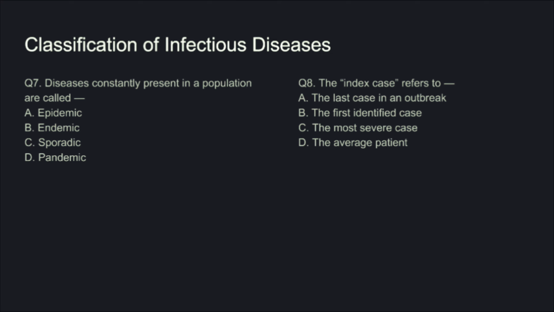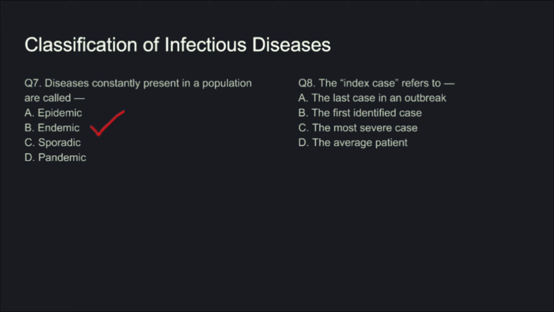Now question 7. The disease constantly present in a population are called: A, epidemic; B, endemic; C, sporadic; D, pandemic. So correct answer is option B, endemic. Question number 8. The index case refers to.